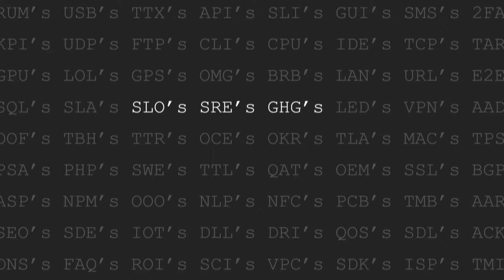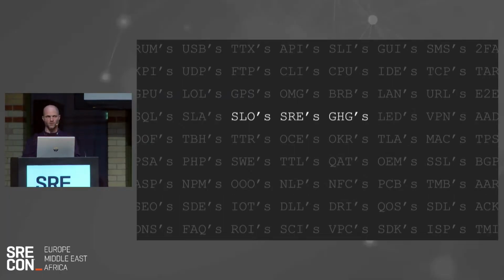So today I'm going to go over not all of these TLAs, or three-letter acronyms, on the screen here, but the three in particular are the SLOs, the service level objectives, the SREs, which I hope everyone knows is the site reliability engineers or engineering, and then the third one is GHGs, which stands for greenhouse gases.